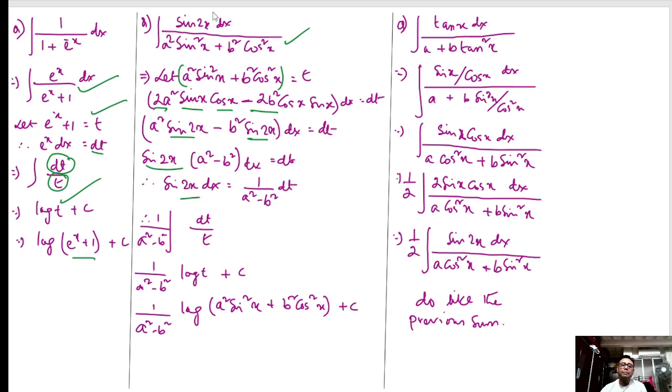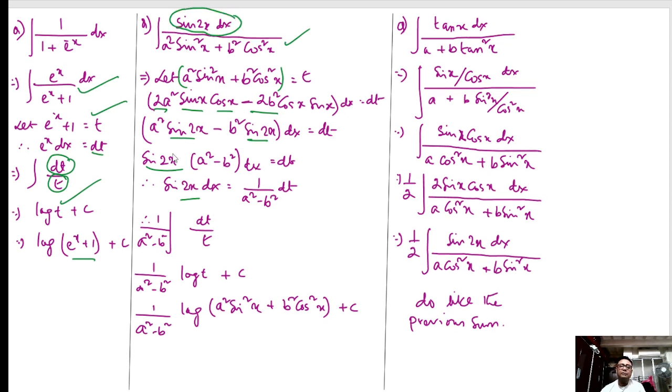So instead of the upper part, we will write 1 by a square minus b square dt. Here is that. And the lower part we took as t, which is log of this. Now putting the value of t. That is our answer.